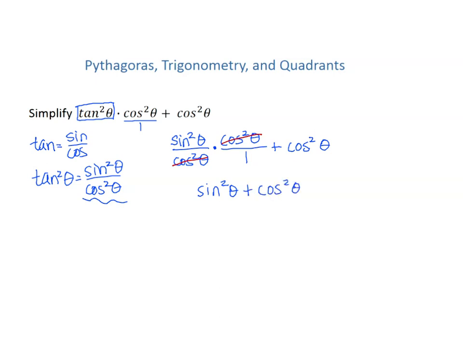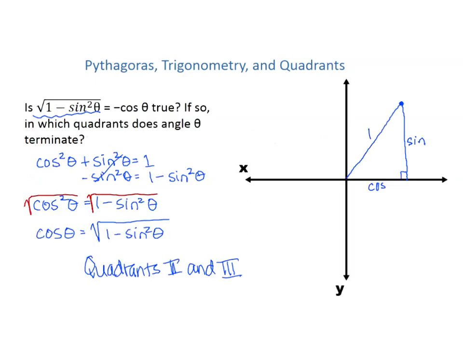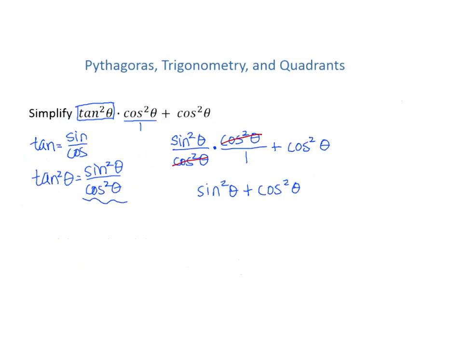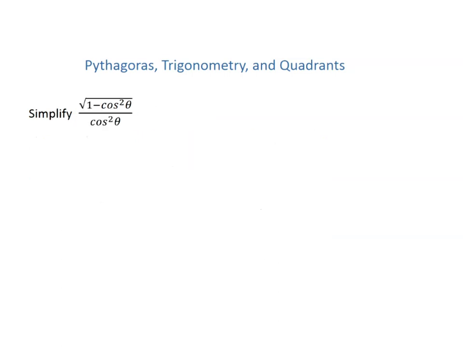plus cosine squared theta. But we just looked at that in the previous example, and we know that one of our identities is that cosine squared theta plus sine squared theta equals 1. So this is actually going to simplify to 1. So we used both of the trig identities that we're practicing with in this lesson in this one example. All right, let's try another one.